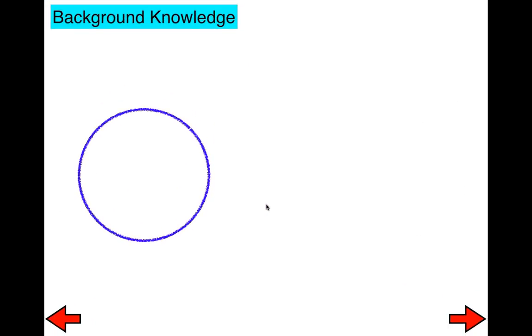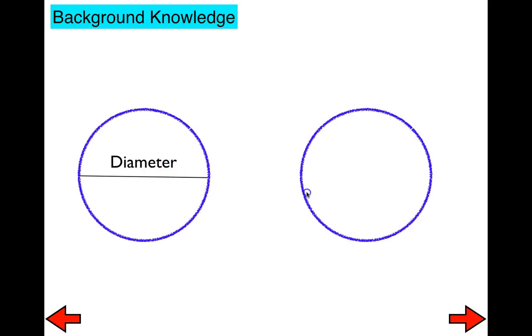So first we're going to go over some background knowledge. Here you see the shape of a circle. There's a few terms that I want to go over so that you're familiar with them again. So first is the diameter. The diameter is the entire length of a circle. Then we have the radius, which is just half of the length of the circle.